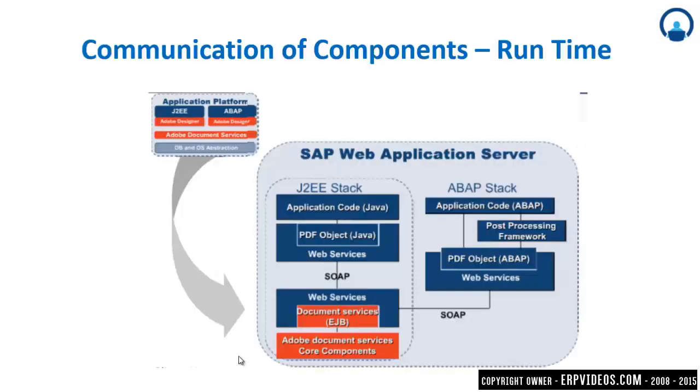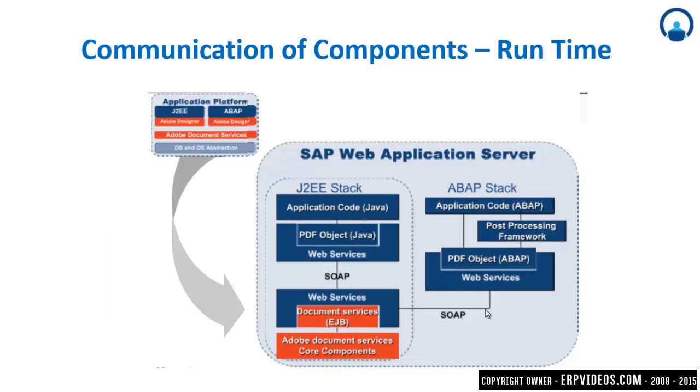Now next we'll see the communication of the components during the runtime. During runtime we have the ABAP Web Application Server acting as a server for the Adobe Forms. Either we can have a Java stack or an ABAP stack depending upon the development language which we have used. If we have used an ABAP stack, then we would have an ABAP Workbench where we will have the ABAP application code, then we have the web services under that PDF document, and then we'll do the post-processing framework during the runtime.